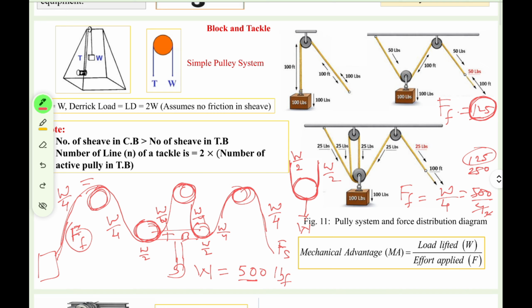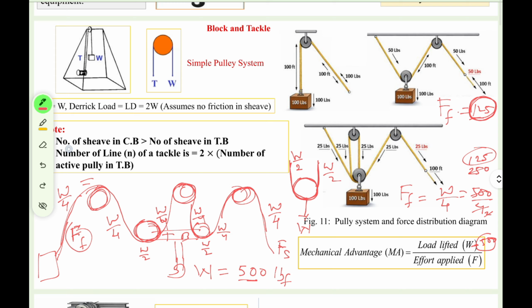This is the main thing. If you talk about the definition, this W is 500 and FF is 125. So can I say this is the best way to understand mechanical advantage? Mechanical advantage is nothing but applying minimum effort to lift maximum weight. Let's move further.